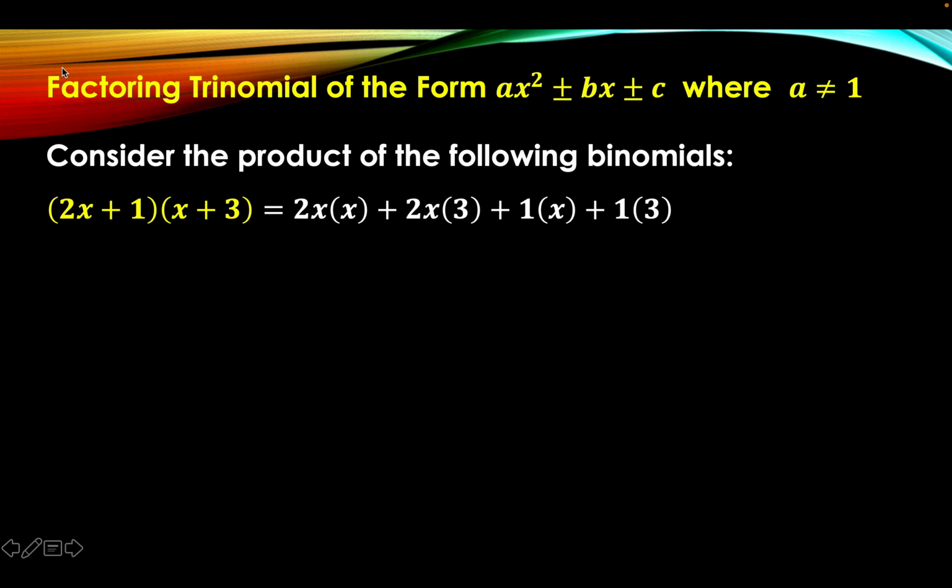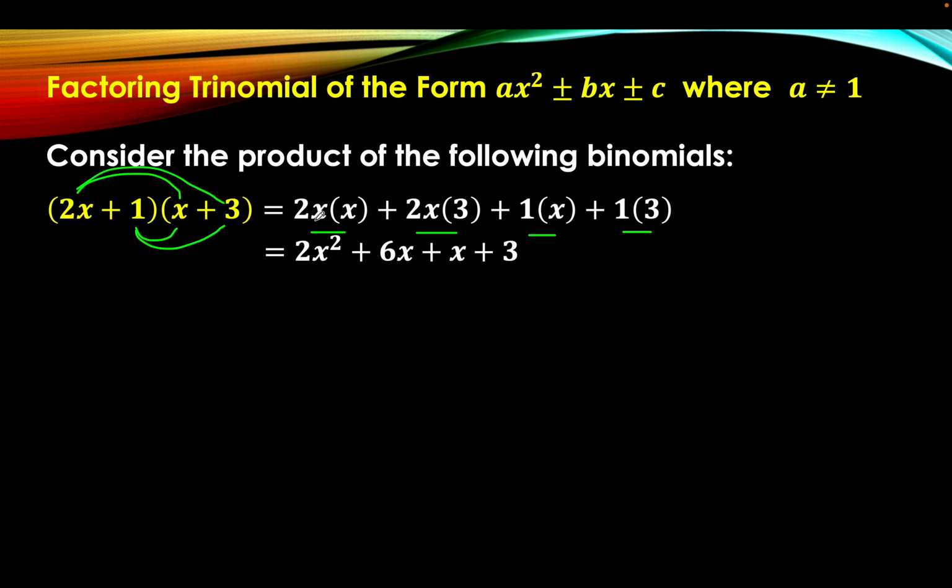Given the quantity 2x plus 1 times the quantity x plus 3, and this is equal to 2x times x plus 2x times 3 plus 1 times x plus 1 times 3. And simplifying this, we have 2x times x, we have 2x squared, plus 2x times 3, we have 6x, plus 1 times x, we have x, and 1 times 3, we have 3.